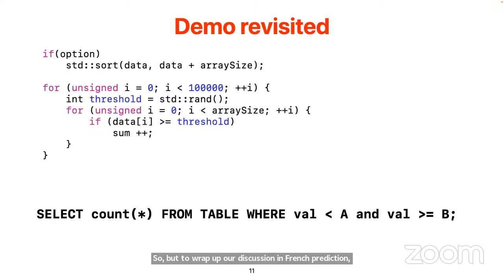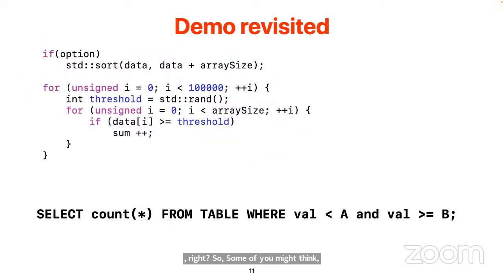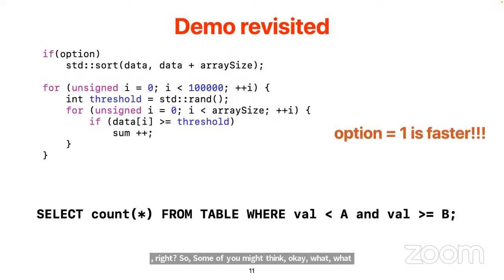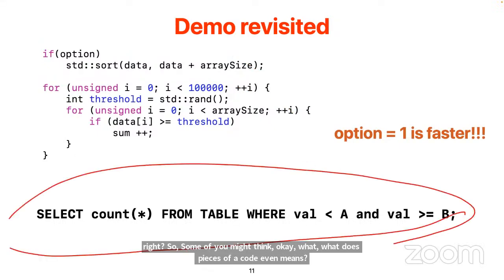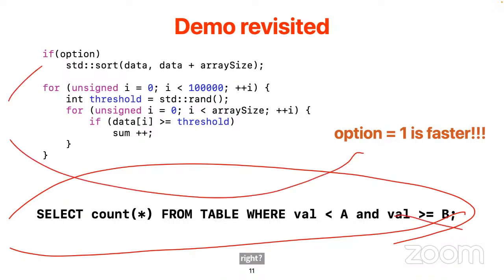You must remember these pieces of code, right? We have seen this code so many times. You have an option, you have a sort, and you have code like this. Some of you might wonder what this piece of code even means. This piece of code actually stands for this SQL code: I want to do select count from table where value is smaller than a threshold. That's pretty much like this piece of code.